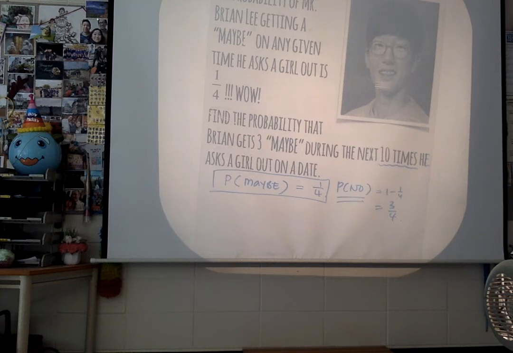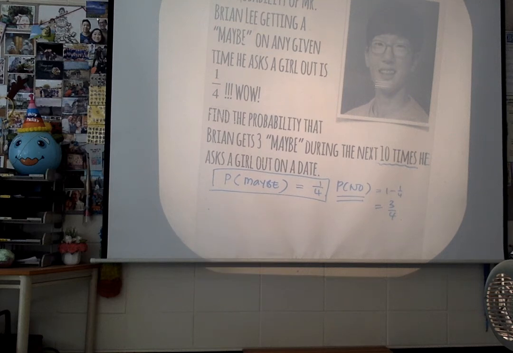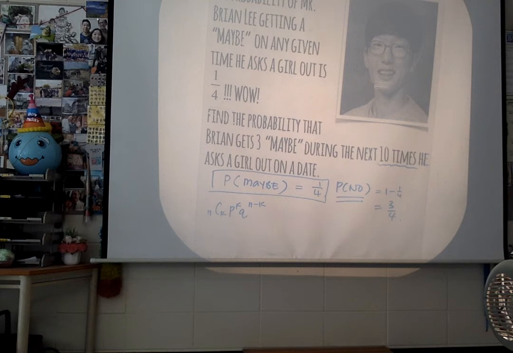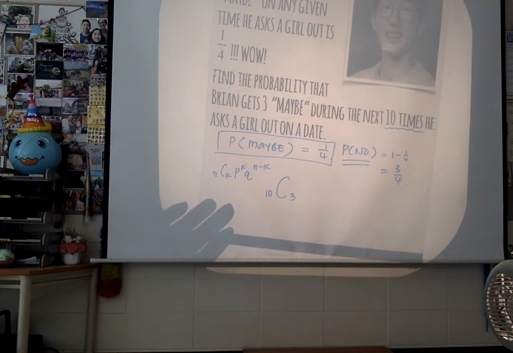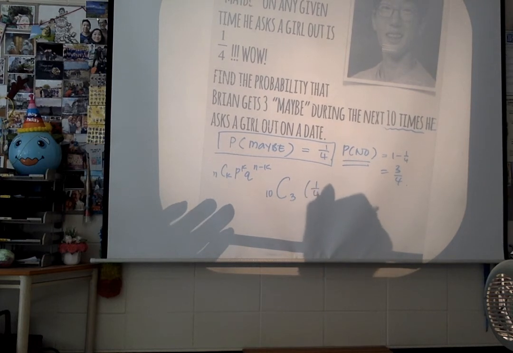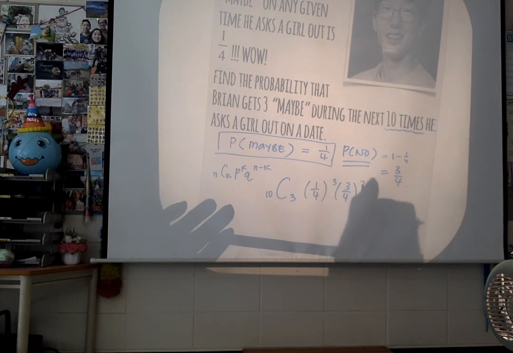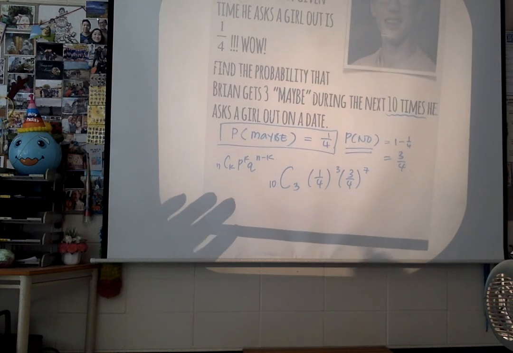Good. So here's the formula that we saw. Remember the formula that we just saw? N choose K, and we have P to the K, Q to the N minus K. So we're going to use this model here, okay? So in Brian's case, how many times is he going to ask? He's going to ask 10 times, and we want to know that 3 are going to be good, a success. So we say 1/4, 3 times, right? And 3/4 for the no's, okay? And that's how we calculate that.